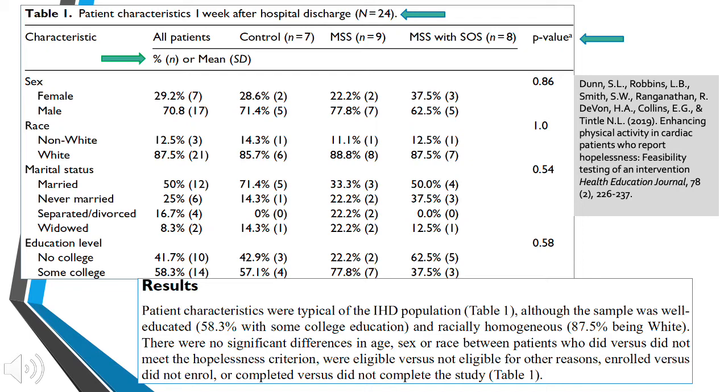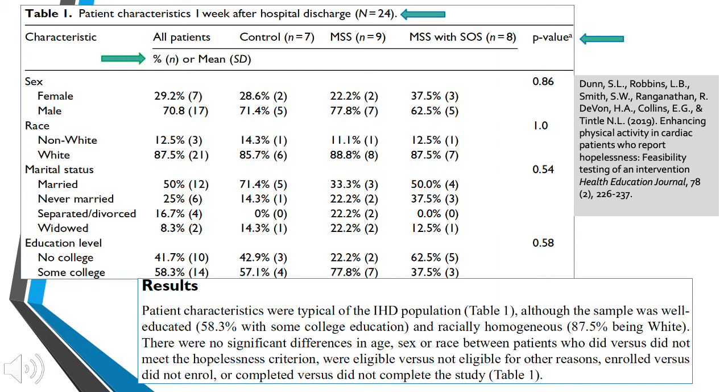A capital or upper N indicates the total sample size. A lowercase n is the sample size for each group. In this table, they report percentages along with the count of each value. For example, looking at sex, there were 7 females, which comprised 29.2% of the sample.